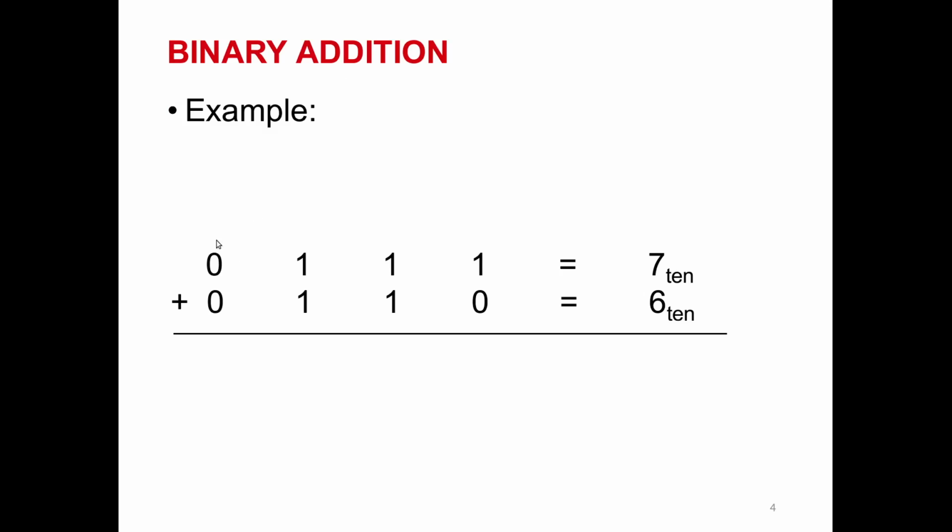We do binary addition in the computer in the same way that you do with decimal numbers. Here is an example. You have the number 7 and you want to add 6 in decimal. 7 is 0 1 1 1 and 6 is 0 1 1 0. So you add the first bit together: 1 plus 0 is 1, and you remember 0.